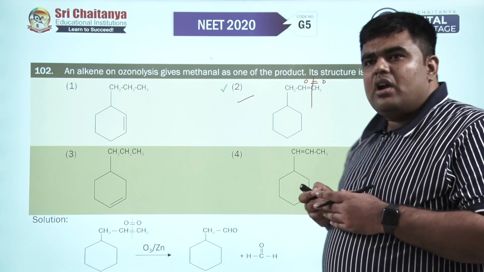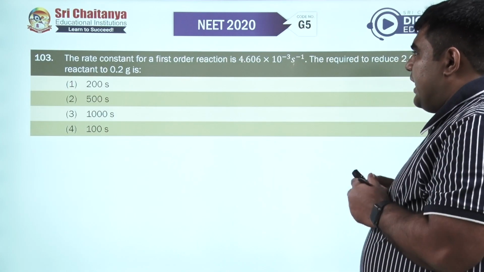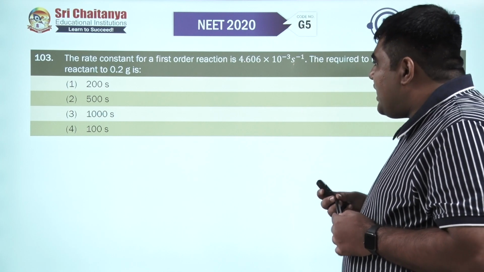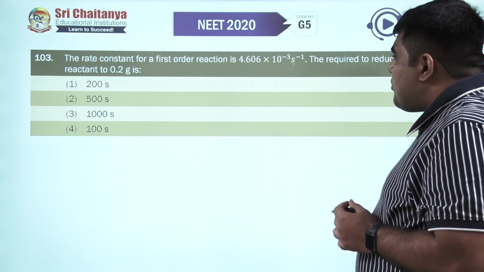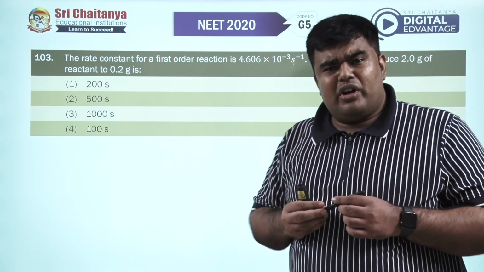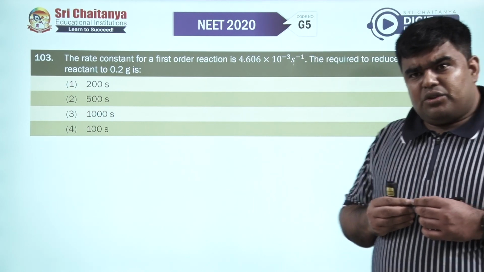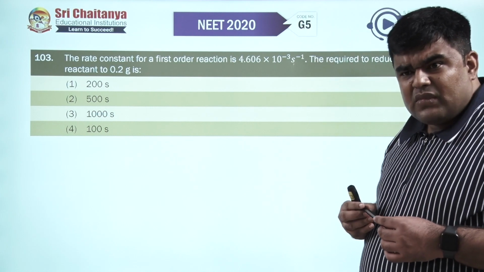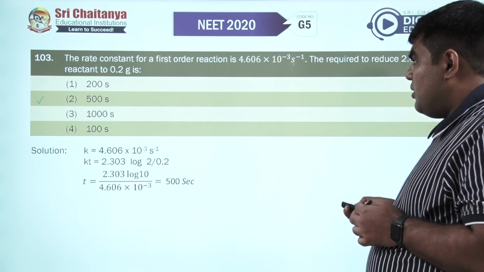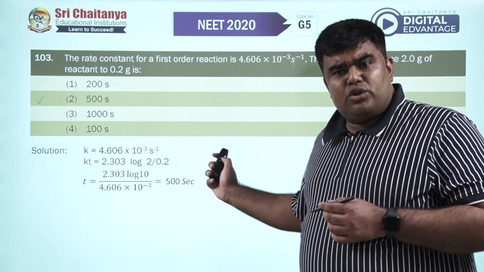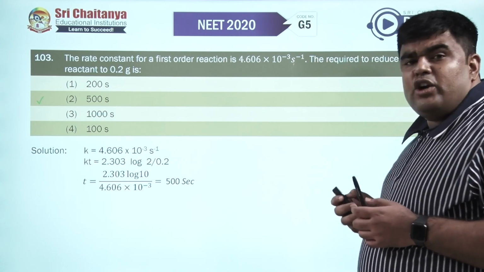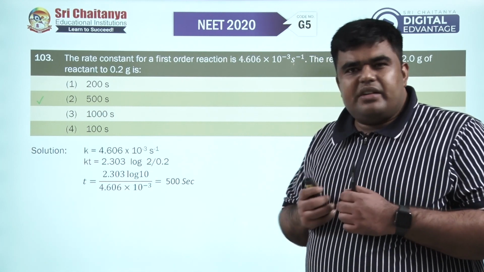Now moving to question number 103. The rate constant for a first order reaction is given to us, and we have to find the time so that 2 gram of the reactant gets reduced to 0.2. We know this is a first order reaction. We will apply the formula Kt is equal to 2.303 log N naught upon Nt. N naught is the initial concentration, Nt is the final concentration. With this formula we get t is equal to 500 seconds. So for question number 103, the second option is correct, that is 500 seconds.